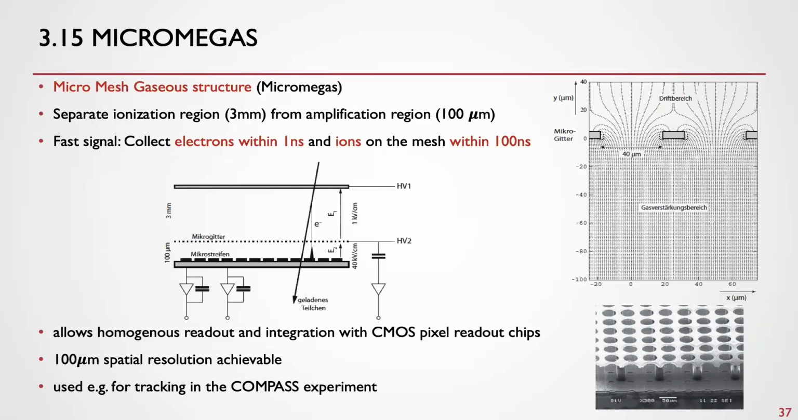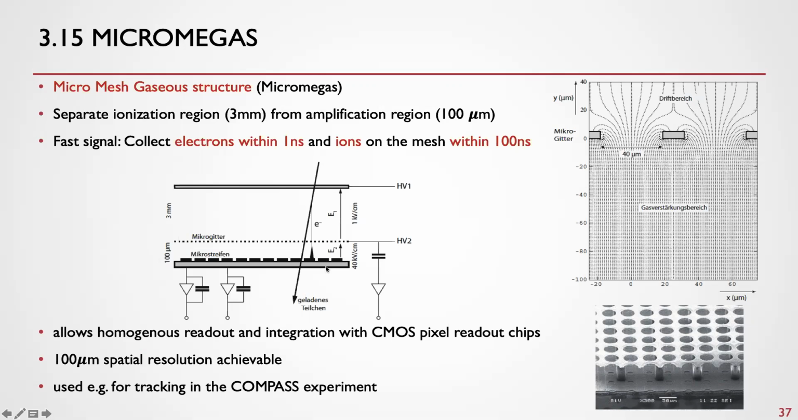Micromegas is the last detector concept we discuss. It is similar to GEMs. It is even simpler. It stands for micromesh gaseous structure. It also separates the ionization region, which is typically 3 millimeters, from the amplification region. The amplification region is 100 microns. The microstrips are at the bottom.